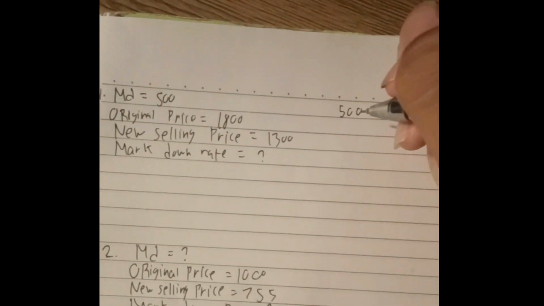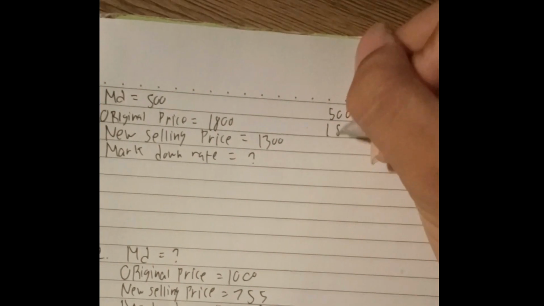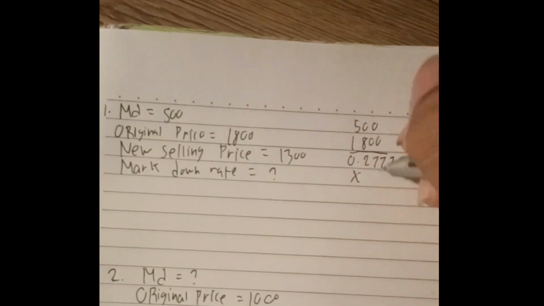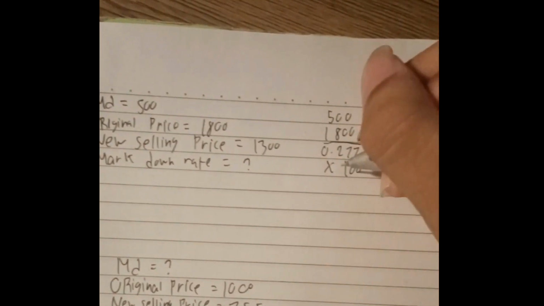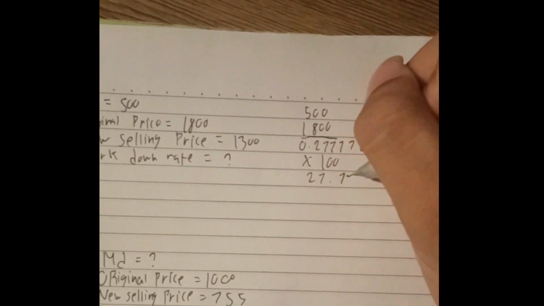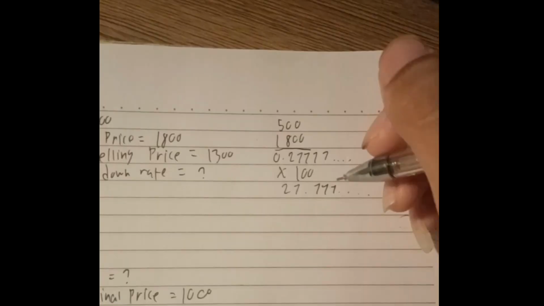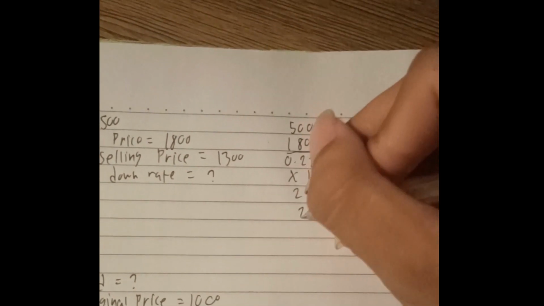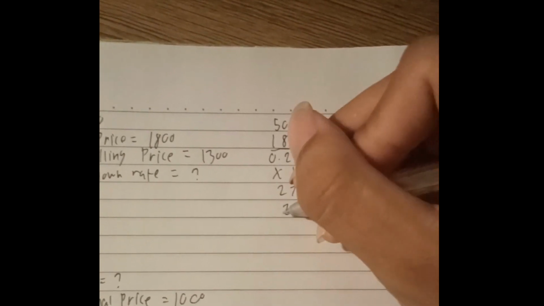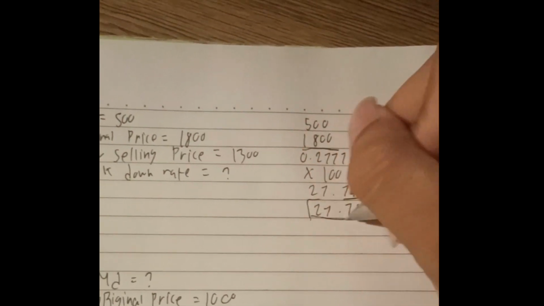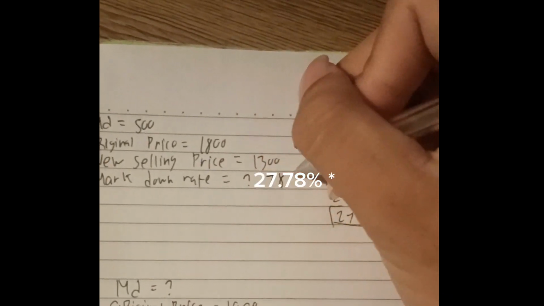First, let's get our markdown, which is 500, and the original price 1,800, and divide it. And we're gonna get 0.27777 times 100, and we're gonna get 27.777, but since we're gonna round off our final answer, it's gonna be 27.78. So our markdown rate is 27.78%.